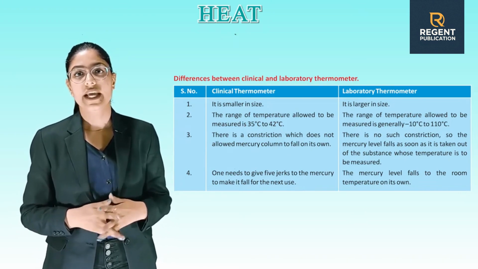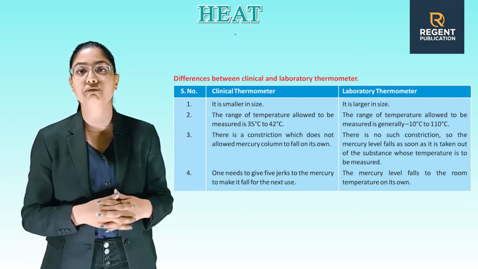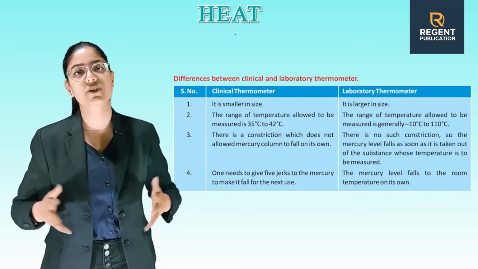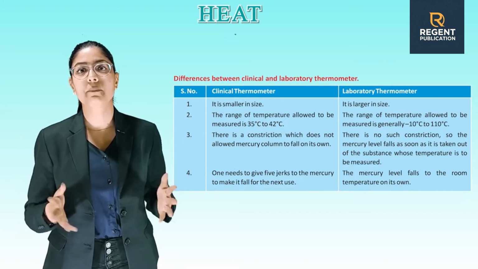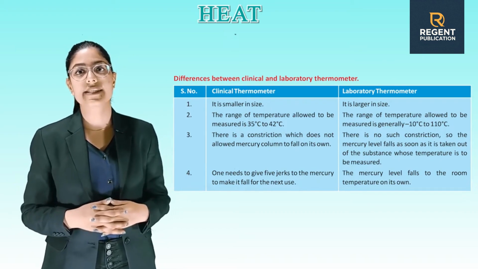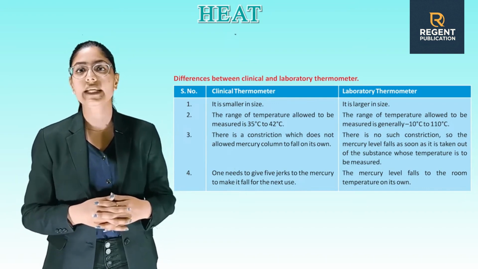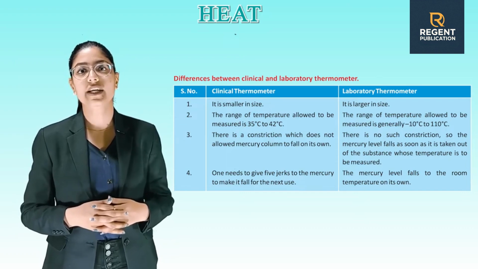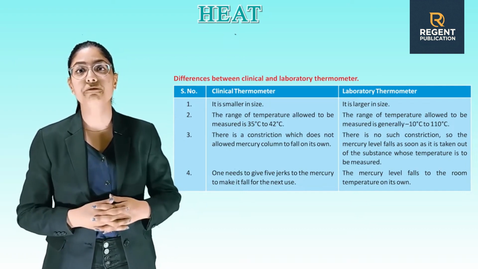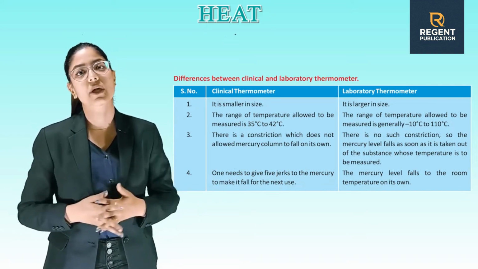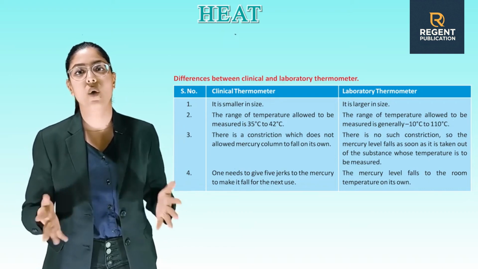Clinical thermometer: there is a constriction which does not allow the mercury column to fall on its own. Laboratory thermometer: there is no such constriction. So, the mercury level falls as soon as it is taken out of the substance whose temperature is to be measured. Clinical thermometer: one needs to give 5 jerks to the mercury to make it fall for the next use. Laboratory thermometer: the mercury level falls to the room temperature on its own.